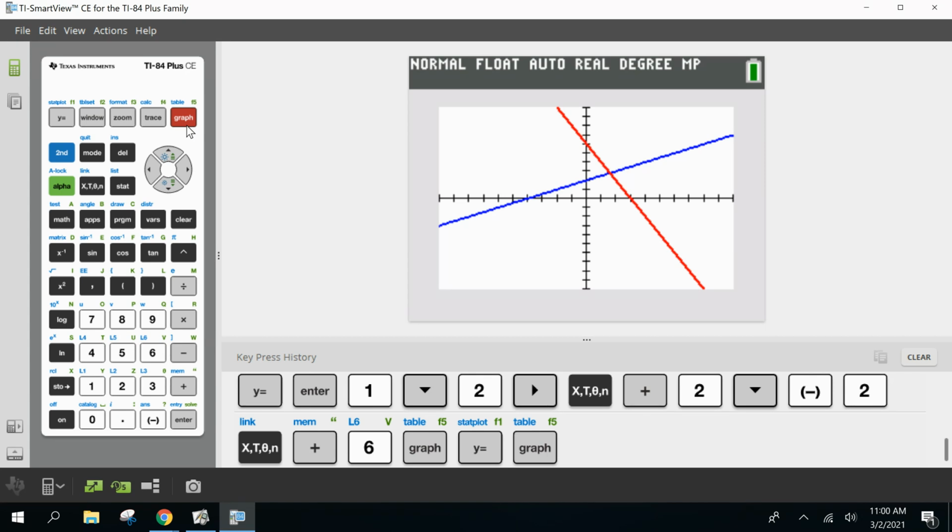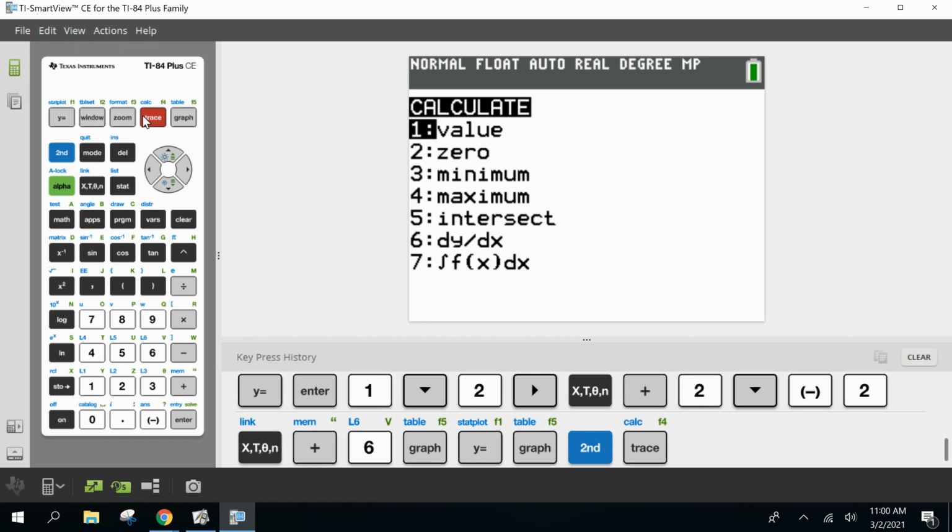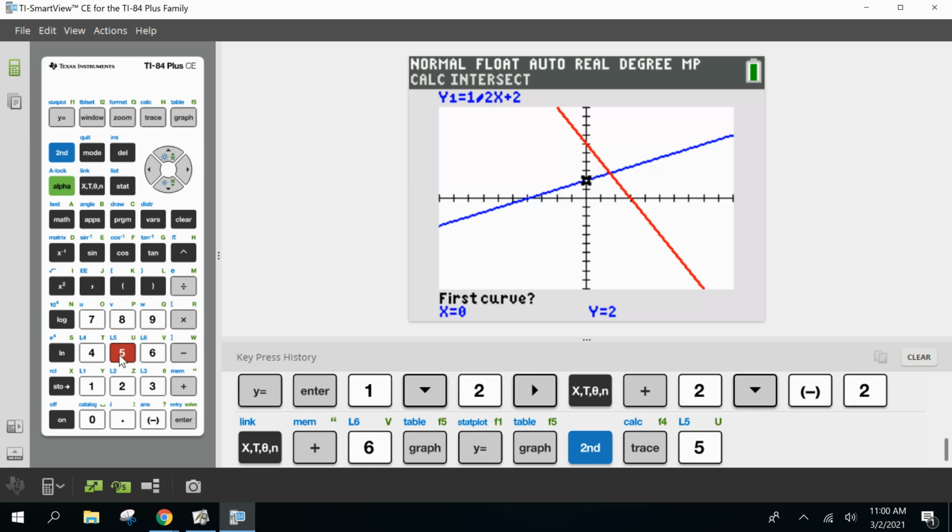All right. Do we remember how to find the point of intersection? Maybe some of you guys are going ahead now. Second, trace. Top row, you see trace. You'll see calculate written above it. Second, trace. And then pretty obvious which one we want, right? Intersect, number 5. Then your little spider jumps on the screen. This is the favorite part of everyone. It's like playing video games here. Using your right and left arrow buttons, get that spider right on top of the point of intersection.